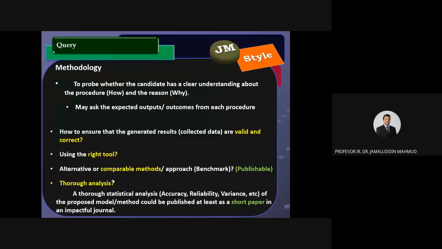And then we look at whether it's a thorough analysis or not. Why? Because if the candidate proposes a new model or new method or new tool, and the candidate can do a thorough analysis, such as statistical measurement of the accuracy, relative variance, etc., this at least can be published as a short paper in an impactful journal. A short paper is something like 4 pages, around 2,000 words, but it can still be published in a Q1 Elsevier journal.